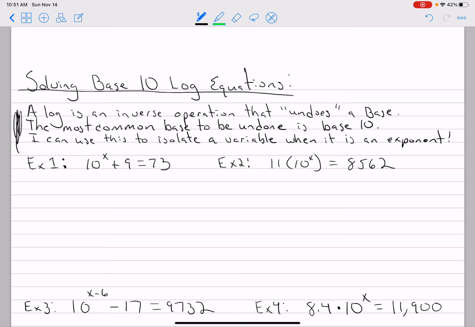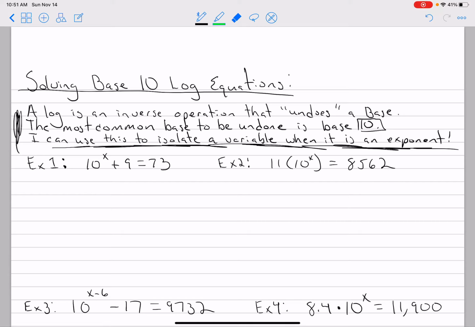So what is that? A log is an inverse operation that undoes a base. The most common base to be undone is base 10, so that's the one we're going to focus on here today. This means I can use logs to isolate variables when the variable is in an exponent spot. We know what to do when the variable is not in an exponent spot. If it's being multiplied, we divide. If it's being added, we subtract. Even if it's being squared, we take a square root. But now we have a different inverse operation, which is a log, and that's going to undo a base.